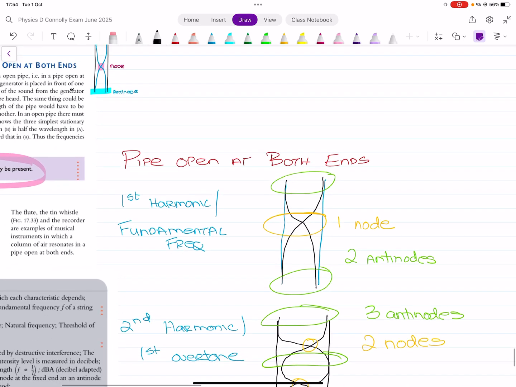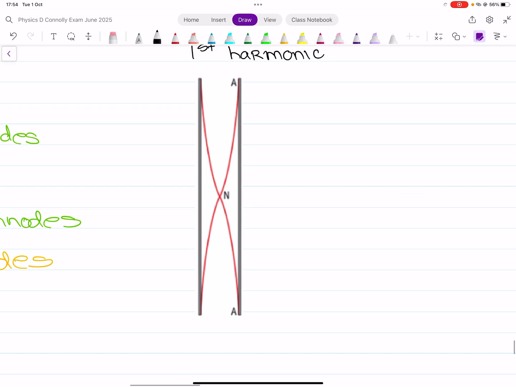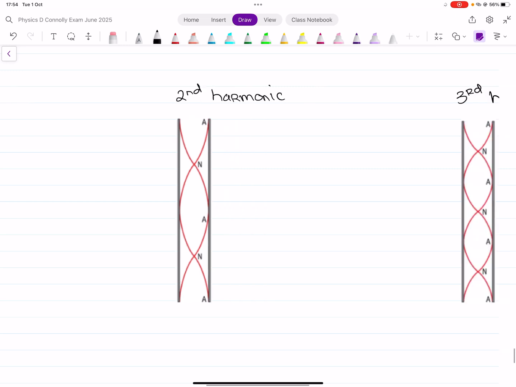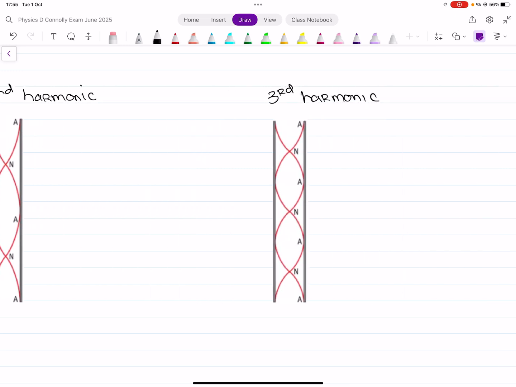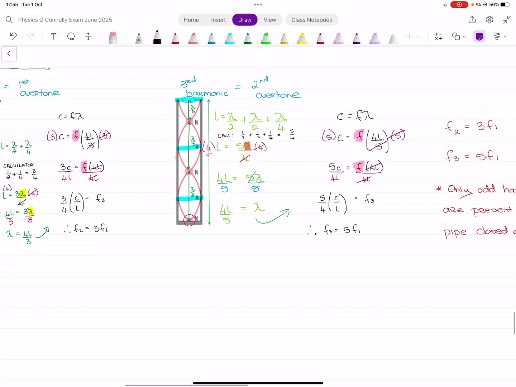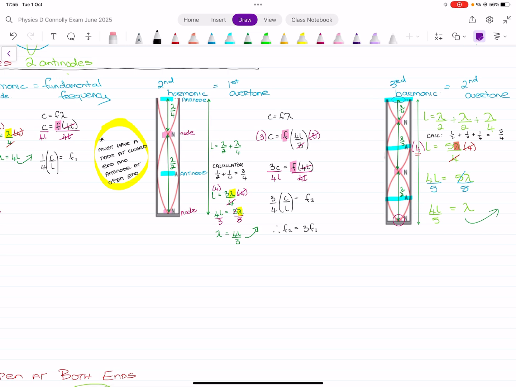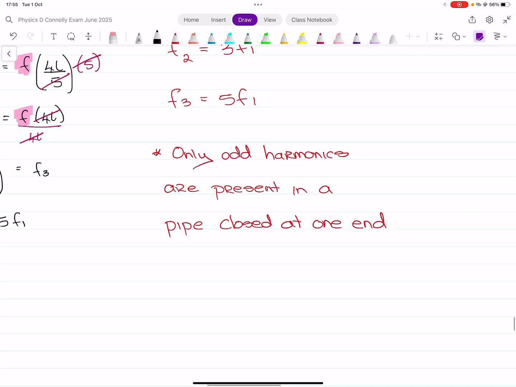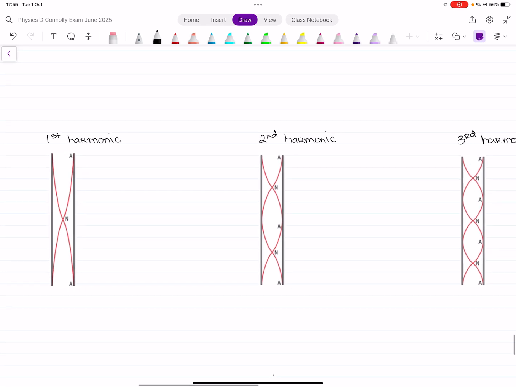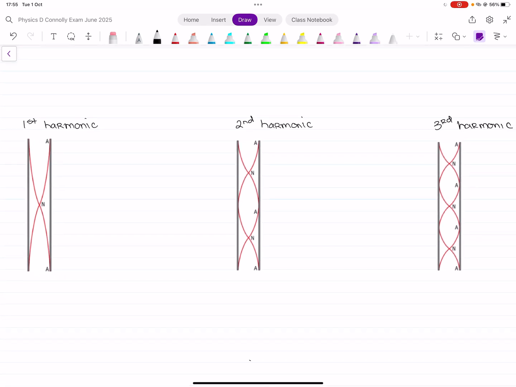Okay, now, this is better. So there's the first harmonic. 1 node, 2 antinodes. There's the second harmonic, 2 nodes, 3 antinodes. And there's the third harmonic. So what I would like you to do for these 3 pictures is the maths that I did for these pictures up here. And prove to me, is it the same situation here that only the odd harmonics are present? Or is it like the string where all the harmonics are present? I want you to mathematically prove it to me by doing the exact same maths I did up above, but for these 3 pictures. Okay, so that is your homework.